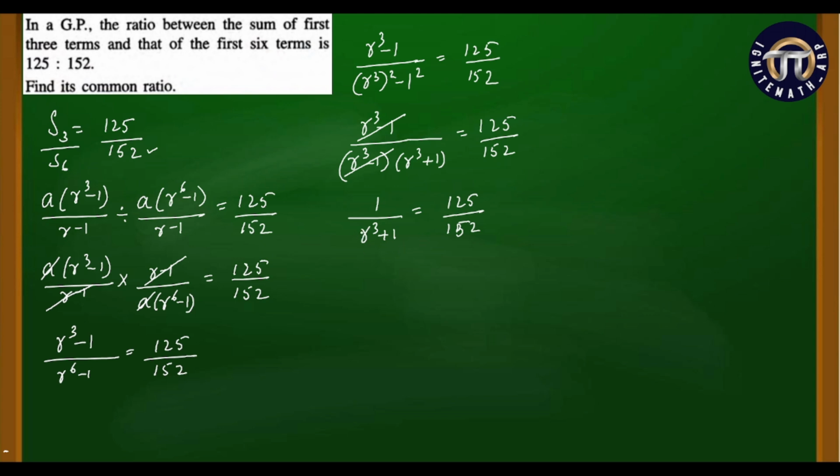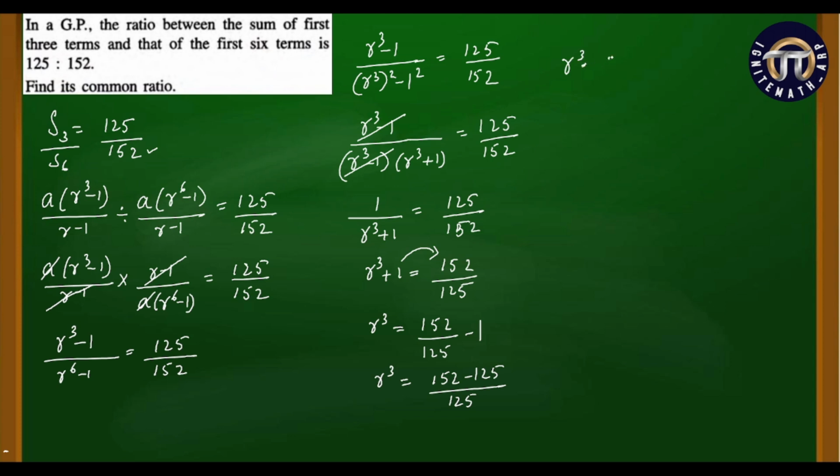Here I can write this one, be very careful here. So when I take the reciprocal, r to the power of 3 plus 1 is equal to 152 by 125. So r to the power of 3 is equal to 152 by 125 minus 1, because this plus 1 is taken to the other side. So r to the power of 3 is equal to (152 minus 125) by 125. So I'll get r to the power of 3 is equal to 27 by 125.